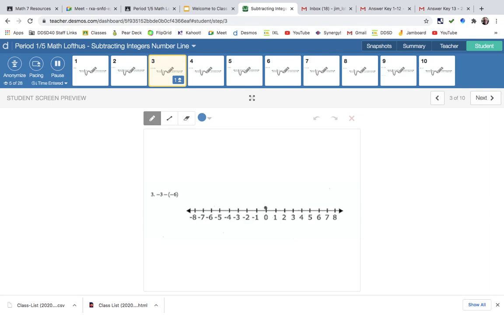Start here. Go to negative 3. Now this subtraction takes us to the left. This negative reverses direction that way. So that takes us to 3. And that's the method that we'll use for the rest of this.